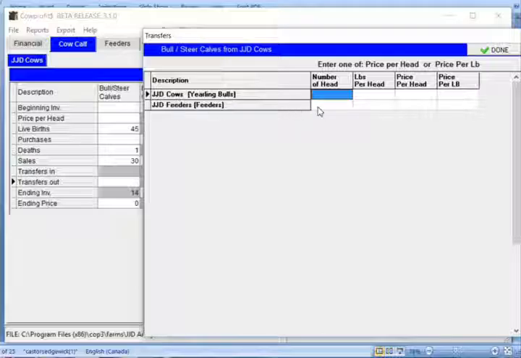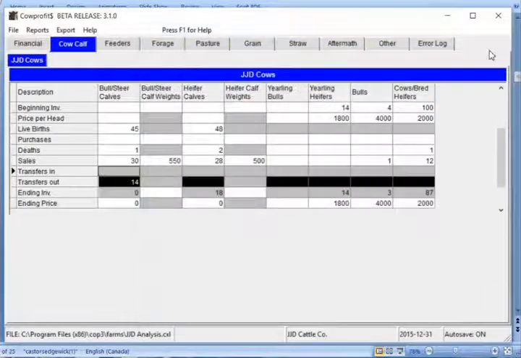Well, they only went to feeders, and there were 14 steer calves transferred to feeders at 600 pounds, and the price was $1.95 a pound. And you notice we either put in price per pound or price per head, and the other one is automatically calculated. So $1.95 is the same as $11.70 per head. So we're done with that.